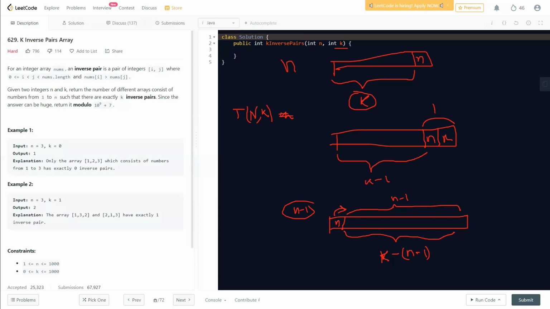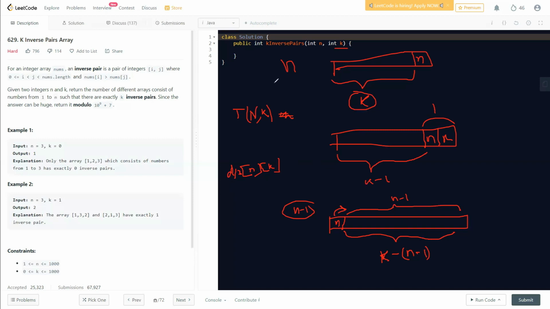More or less, we're trying to come to a formulation, say we have a 2D DP array, DP of n, k. This denotes the number of arrays composed of 1 to n that have k inverse pairs. Fine, that's the DP array we have. And now we want to establish the recursive relation between DP of n, k and DP of n minus 1, i.